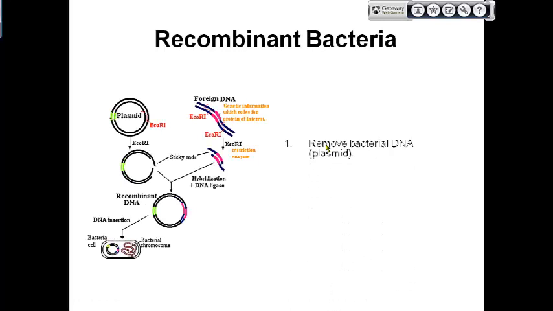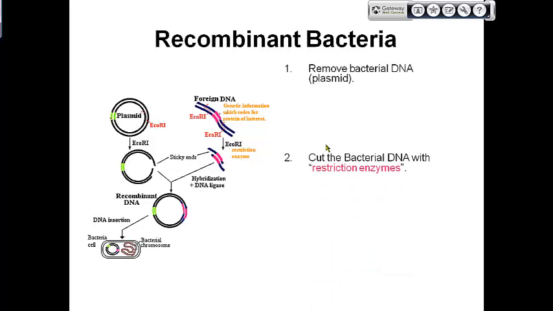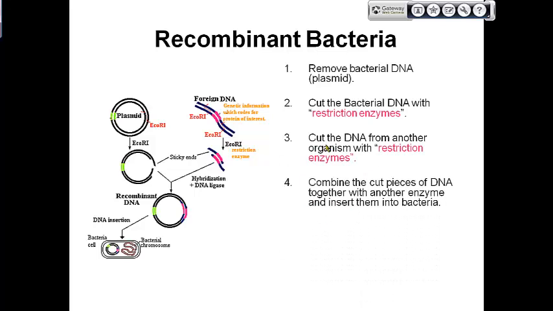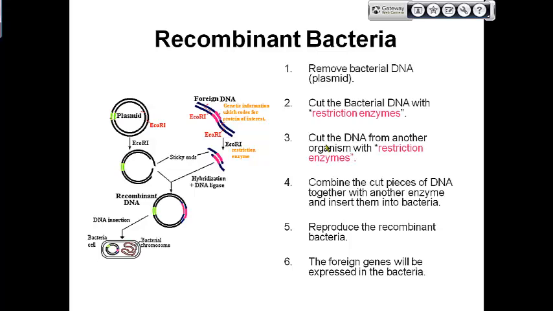Why would we want to do this? Well, first of all, here's another example. You remove the bacterial DNA from the organism, then you cut it, and basically you insert the DNA of another organism in. Don't get too worried about all this detail. It's very complicated. All you need to know about recombinant DNA is you take DNA from one organism and you insert it into another organism. When you do that, the foreign DNA will actually end up showing up in the organism.